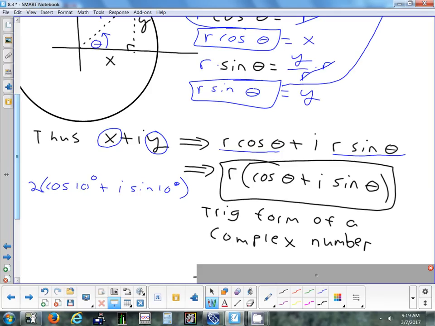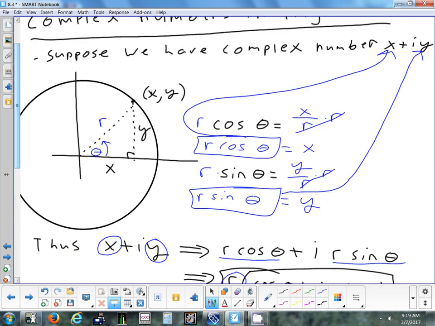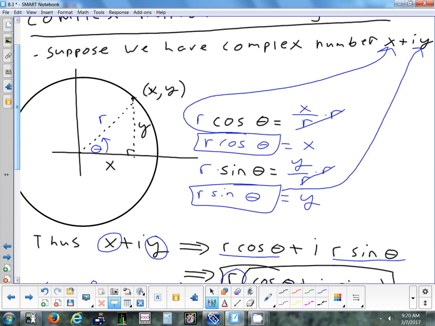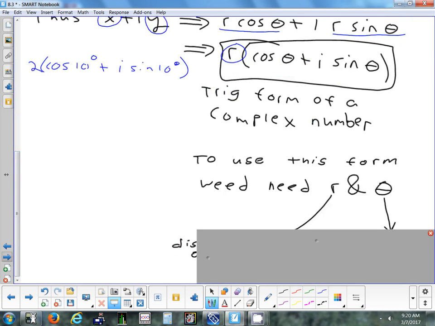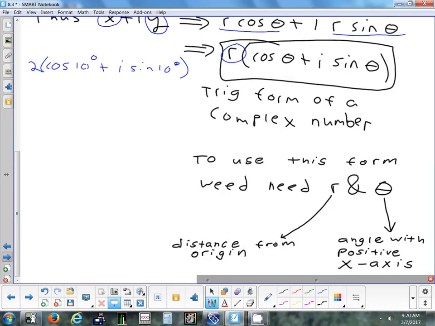So in order to find it, though, what are the two things that you need to know that are in that box? R. You have to be able to find r, which is the distance from the point to the center. So it's the absolute value. And you need to know how to find theta. That's what we just said. So r is the distance from the origin, and theta is the angle with the positive x-axis.